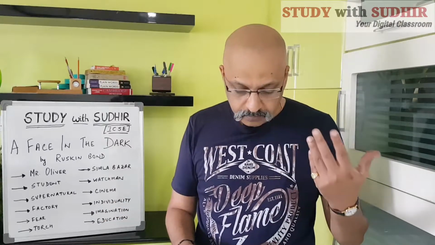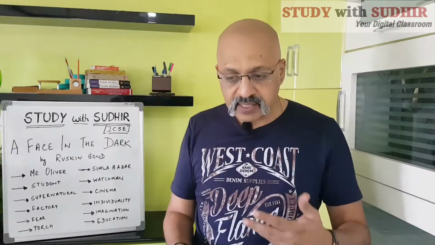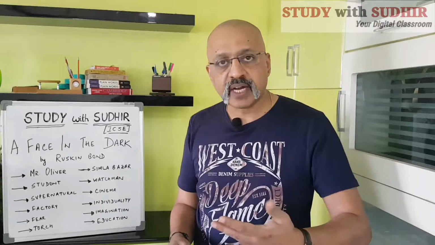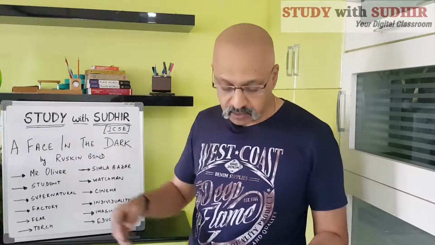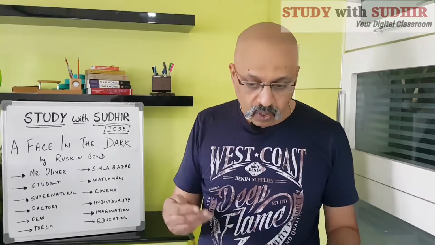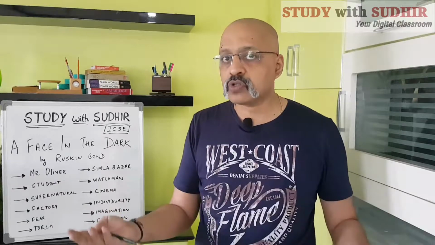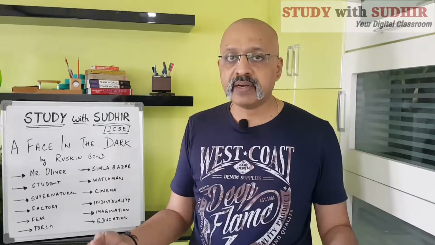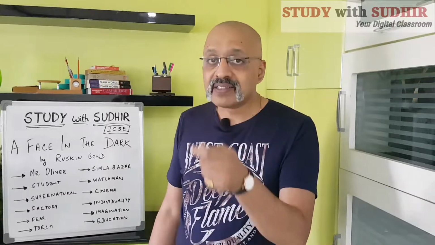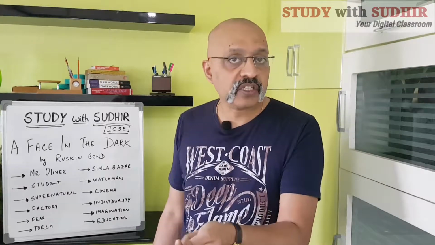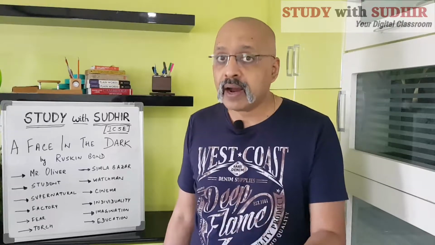Now, what does the fact that there is a torch and the fact that there is darkness mean? After all, A Face in the Dark is the title of this story. What we are seeing is that at the end of the story, the light goes off, the lantern also goes off, the lamp goes off and there is complete darkness, which means that Ruskin Bond is not offering us any hope as a result of this English public school education system. He perhaps wants us to know that there is really no light at the end of the tunnel.